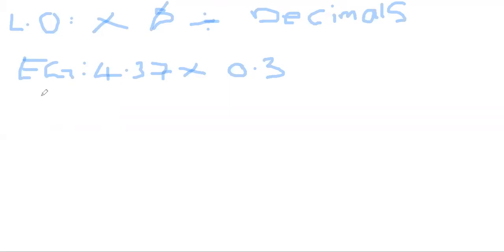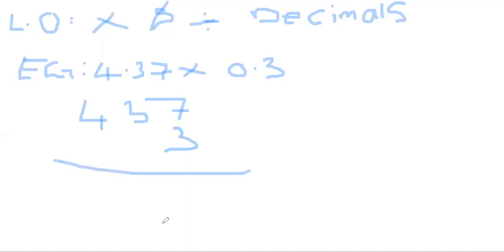So let's suppose we want to do 4.37 times 0.3. What do we do in such a case? In such a case, you just forget about the points first, and then you do 437 times 3. And what would be your answer here? If you multiply this manually one by one, what would be your answer? So if you're working this out, you will start the normal way.